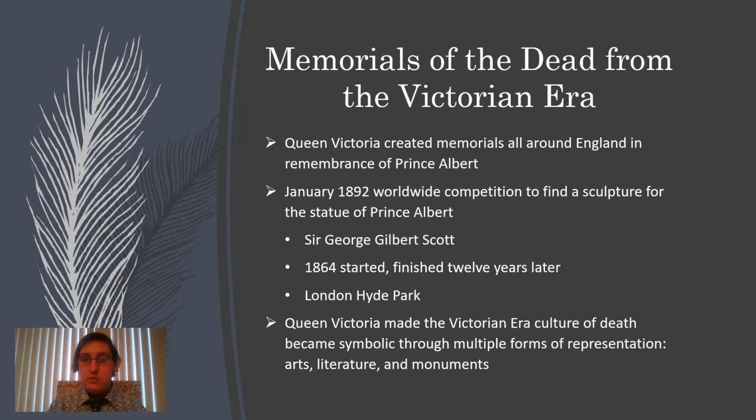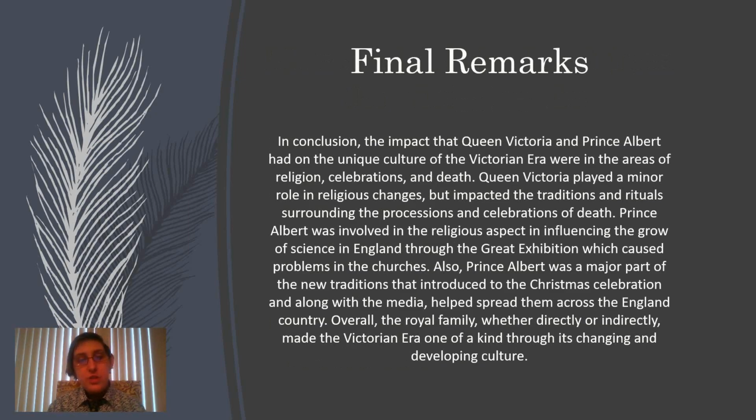My remarks in conclusion: the impact that Queen Victoria and Prince Albert had on the unique culture of the Victorian era was in the areas of religion, celebrations, and death. Queen Victoria played a minor role in religious changes, but impacted the traditions and rituals surrounding the processions and celebrations of death. Prince Albert was involved in the religious aspect in influencing the growth of science in England through the Great Exhibition, which caused problems in the churches.